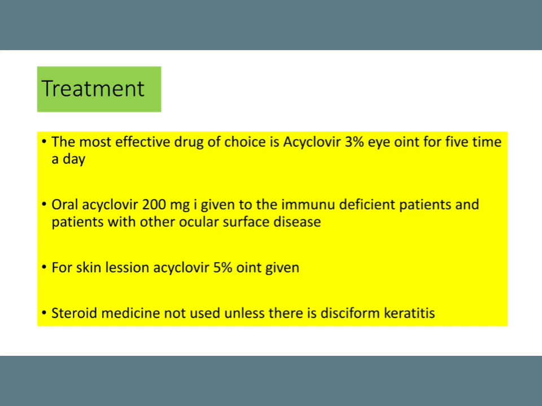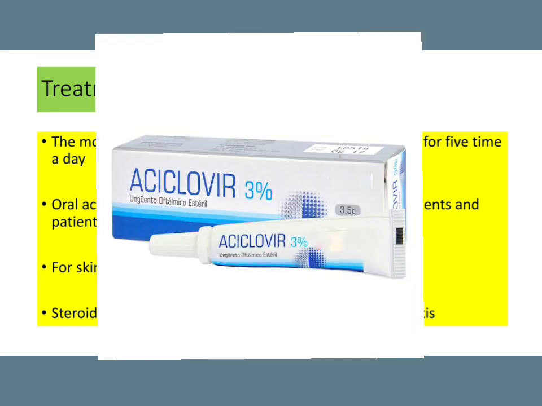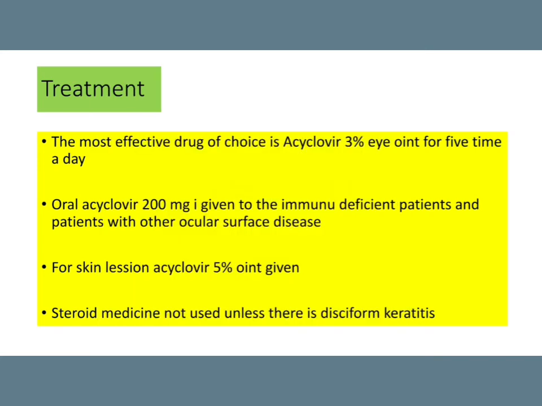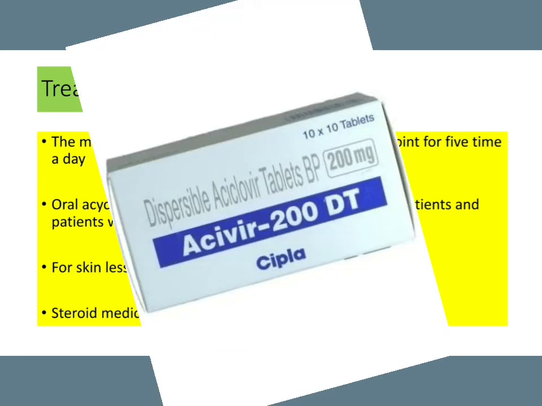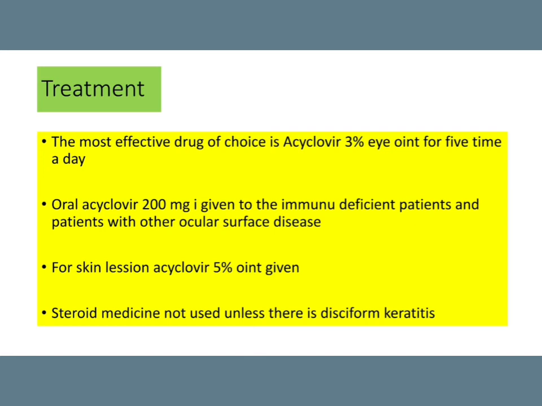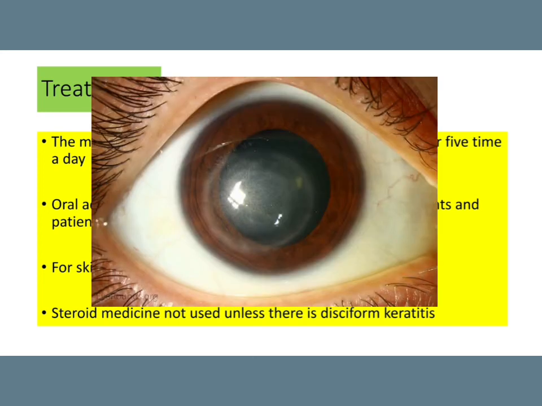If we move to the treatment, the most effective drug of choice is acyclovir 3% eye ointment, 5 times a day. Oral acyclovir 200 mg is given to immunodeficient patients and patients with other ocular surface disease. If the patient has any skin lesion due to this herpes simplex infection, then acyclovir 5% ointment is also given. And steroid medication is not used unless there is disciform keratitis.